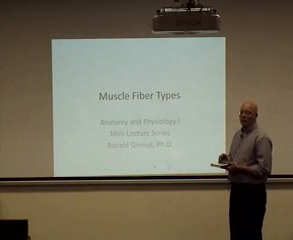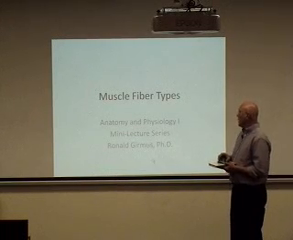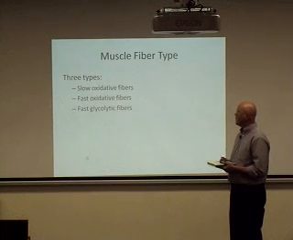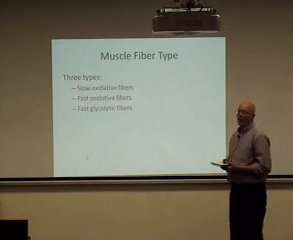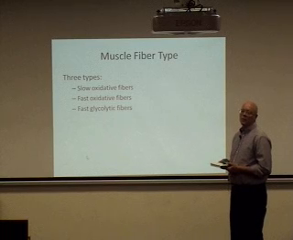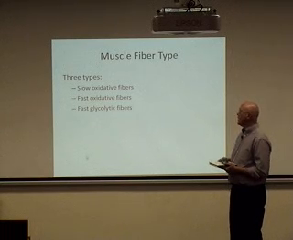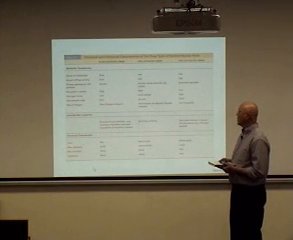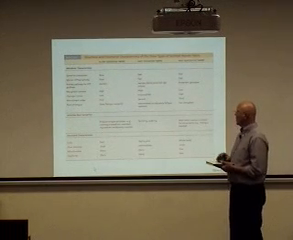Hello students, this is our last mini lecture on the muscles. And in this case we'll be talking about the muscle fiber types, the different types of muscle fibers. There are three main types of muscle fibers: slow oxidative fibers, fast oxidative fibers, and fast glycolytic fibers. They have different patterns of respiration and different fatigue-resistant characteristics. So let's take a look at these.